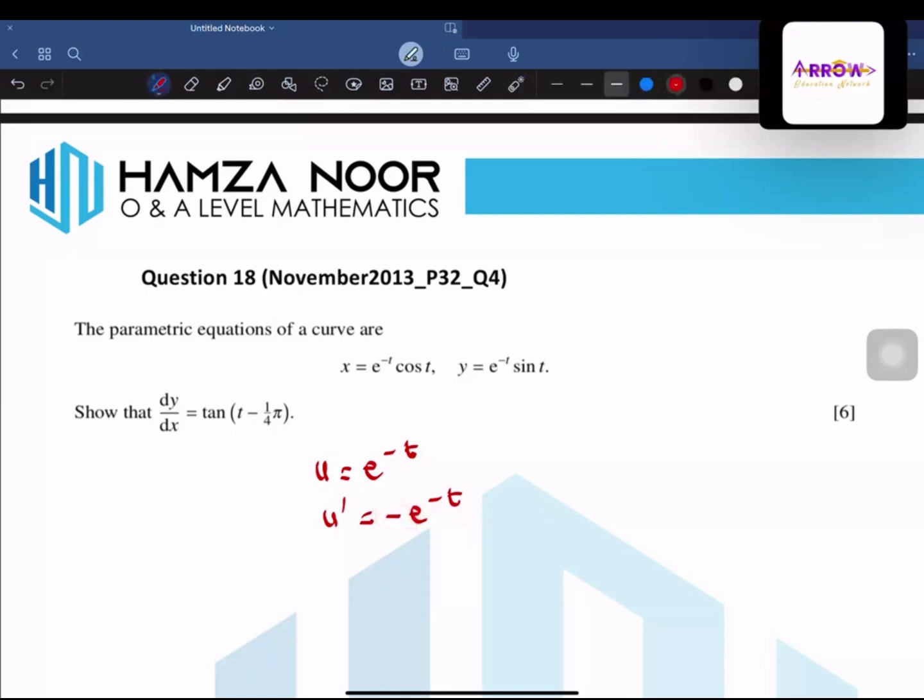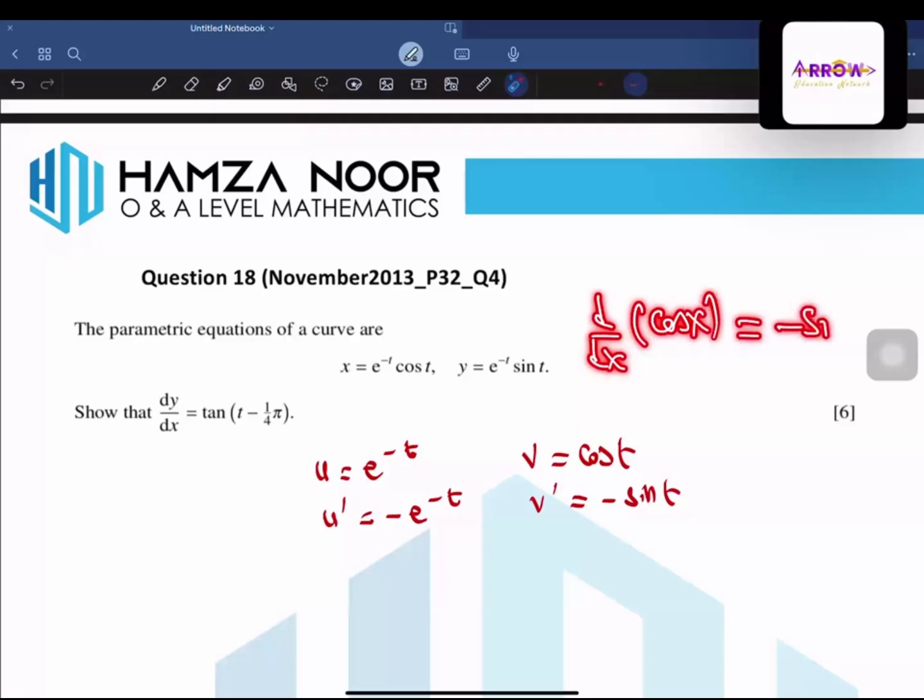Then v is equal to cos t. Therefore v dash is equal to minus sine t, because when we differentiate cos x with respect to x, we get minus sine x. This standard form is given to you in the formula booklet as well. So v is equal to cos t, therefore v dash is equal to minus sine t.